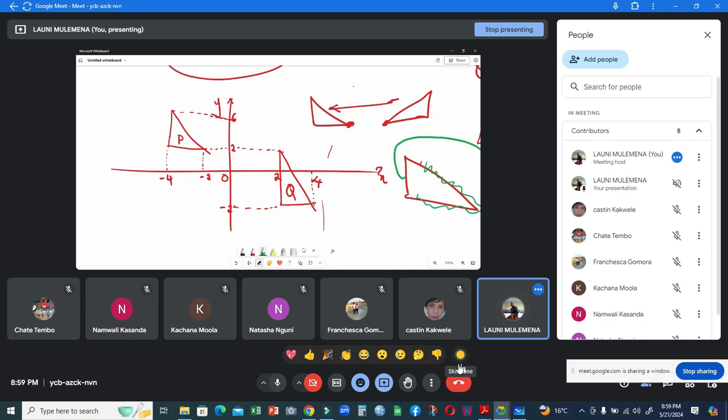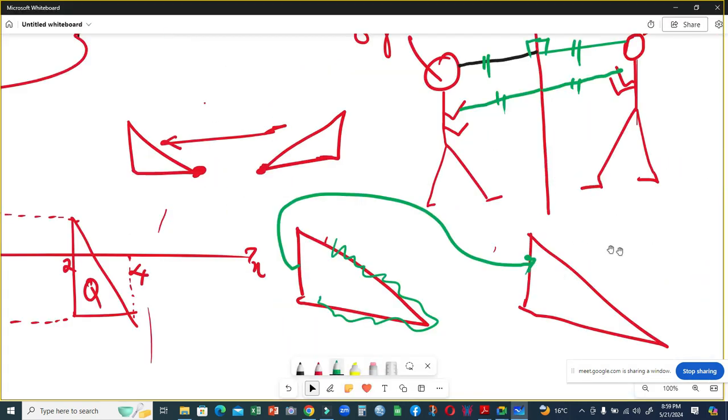It means that P and Q here is not a reflection. It's not a reflection. So let's go to translation and rotation. So now with translation and rotation, let me start with rotation.